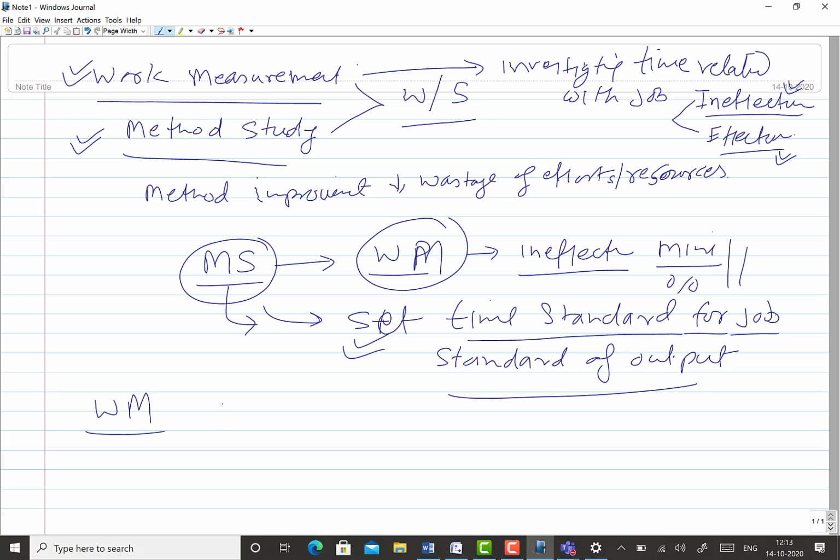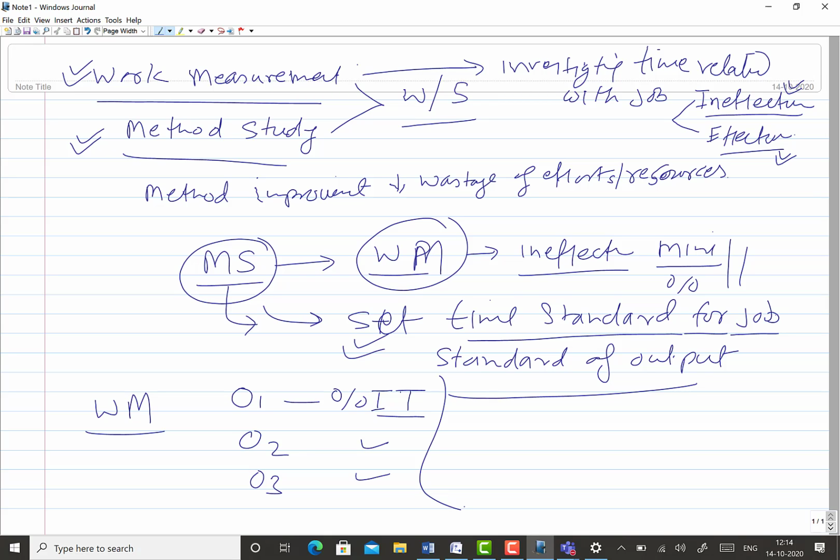So when the work measurement is conducted in the operation, in job 1, job 2, job 3, we are able to identify the percentage of ineffective time in the different jobs. Wherever the percentage of ineffective time is more, obviously that will be focused first for the method study, so that the job can be improved and the wastage of resources can be reduced.